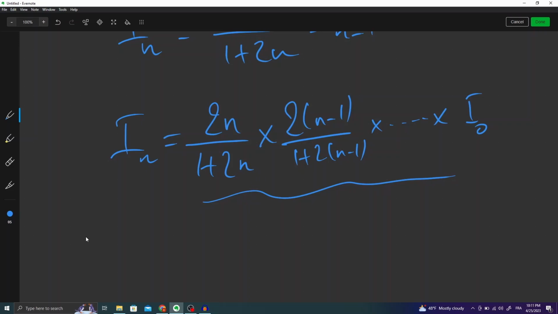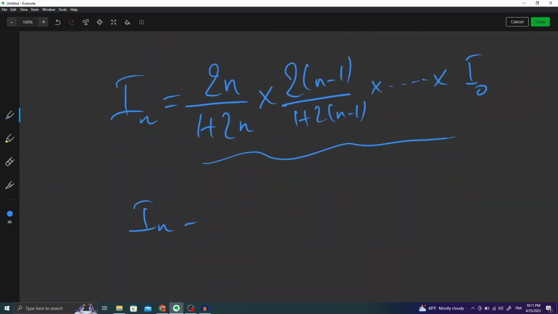After doing the math, I find that it equals 2 to the power of 2n times (n factorial) squared over (2n plus 1) factorial.